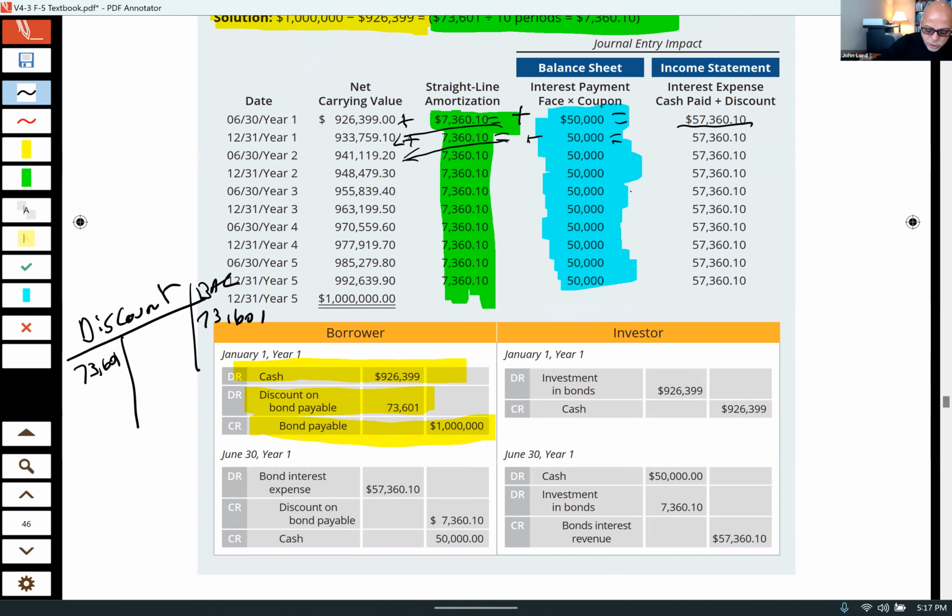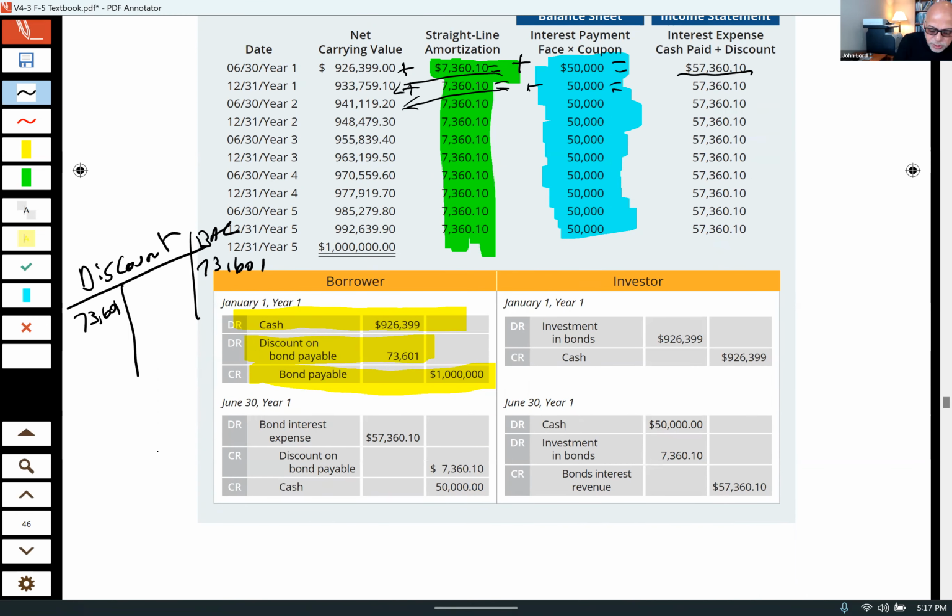So when you look at the journal entry, the bond interest expense is the sum of the cash interest plus the discount amortization. I, of course, am going to credit cash for the 50,000 because I'm paying out my bondholders their entitled contract interest payment. And then I'm going to go ahead and amortize the discount by crediting it. Now, when I amortize the discount by crediting it, I credited this $7,360.10.